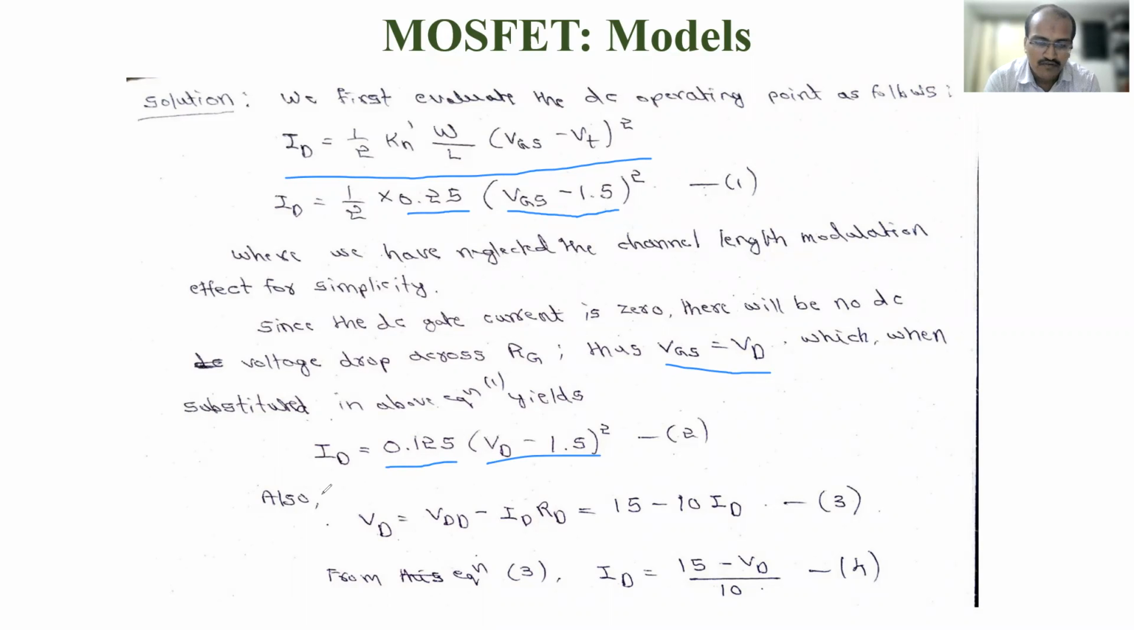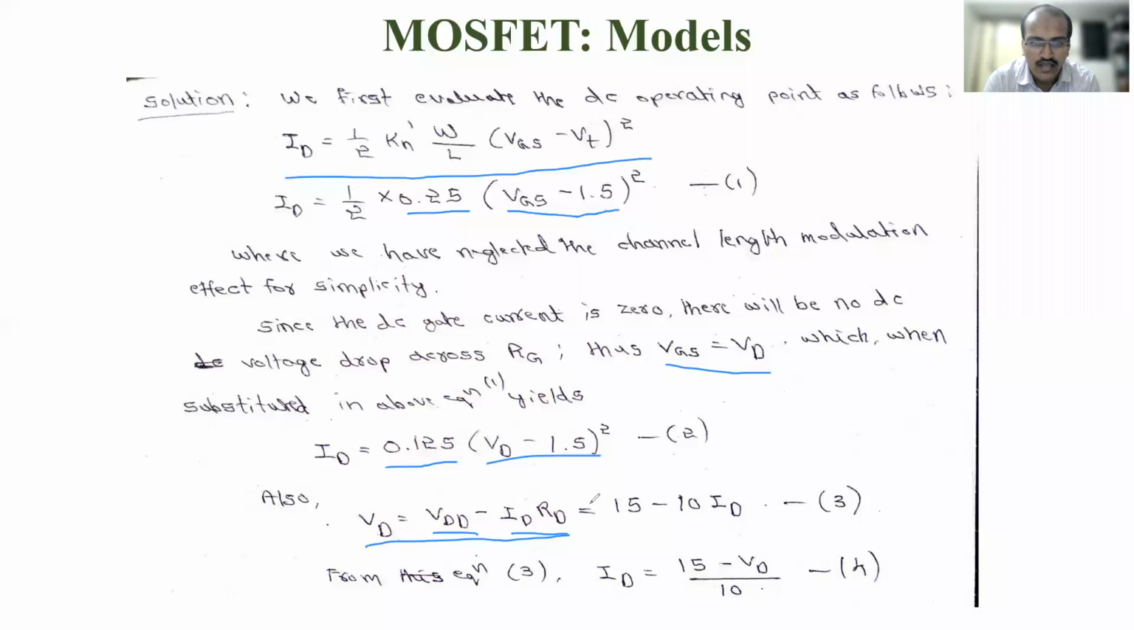Also, we know from the equation what the VD value is. The VD equation we also know from the DC biasing, which is nothing but VDD, the supply you have applied, minus the voltage drop across RD. That is given by Ohm's law, current into resistor, ID into RD.